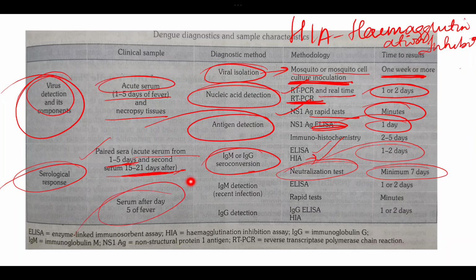And for serum after day 5 of fever, IgM detection is the diagnostic method. For IgG detection, the methodologies used are ELISA, rapid test, IgG ELISA, or hemagglutination inhibition assay. You can see wherever ELISA is there, it takes 1 to 2 days. Rapid test can be done within minutes, and IgG ELISA and HIA take 1 to 2 days. Is it clear?